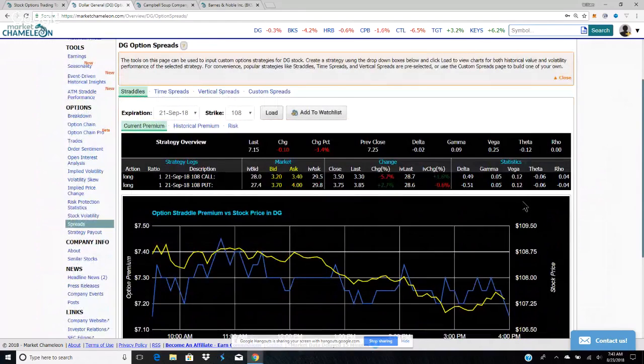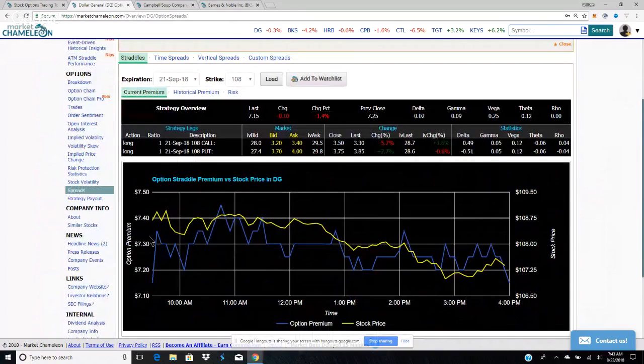The one interesting thing that pops out to me, on the left-hand side, is the option premium. So that's where the straddle's priced, and that's in blue, and then in yellow is the stock price. This is over 1 day, so you can see the move of it yesterday. It's something worth looking at, but it looks like it closed at the lowest mid-market premium yesterday.